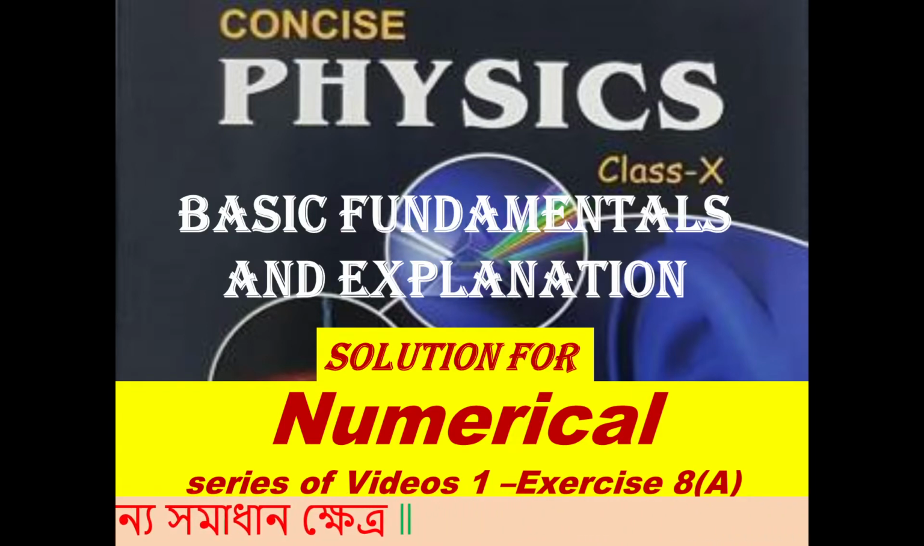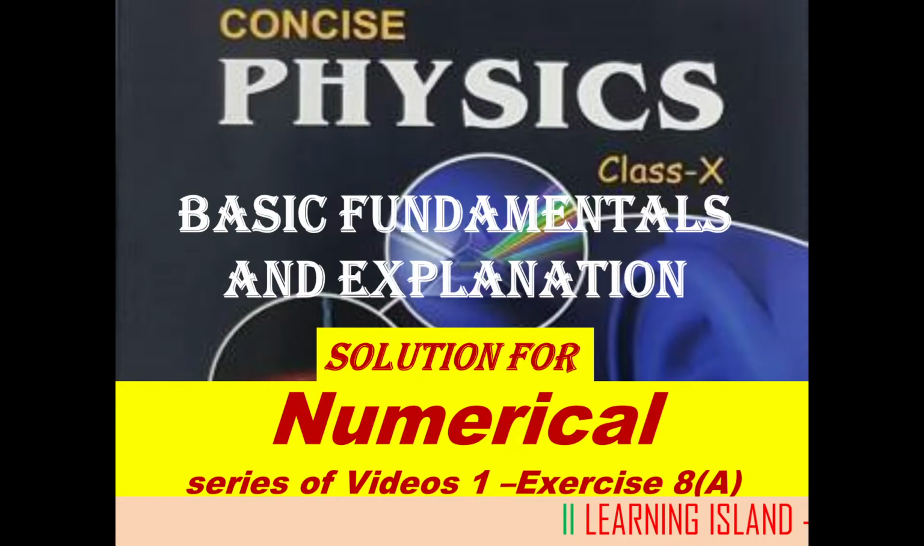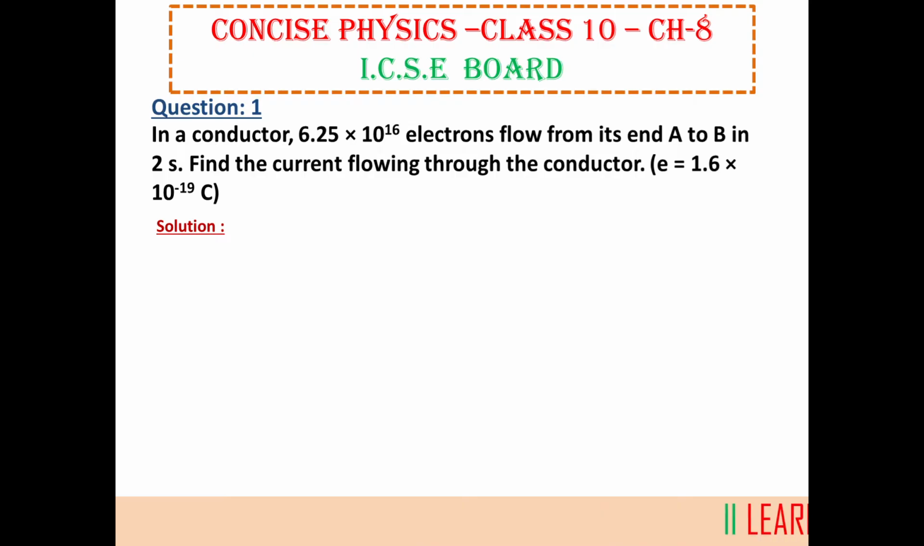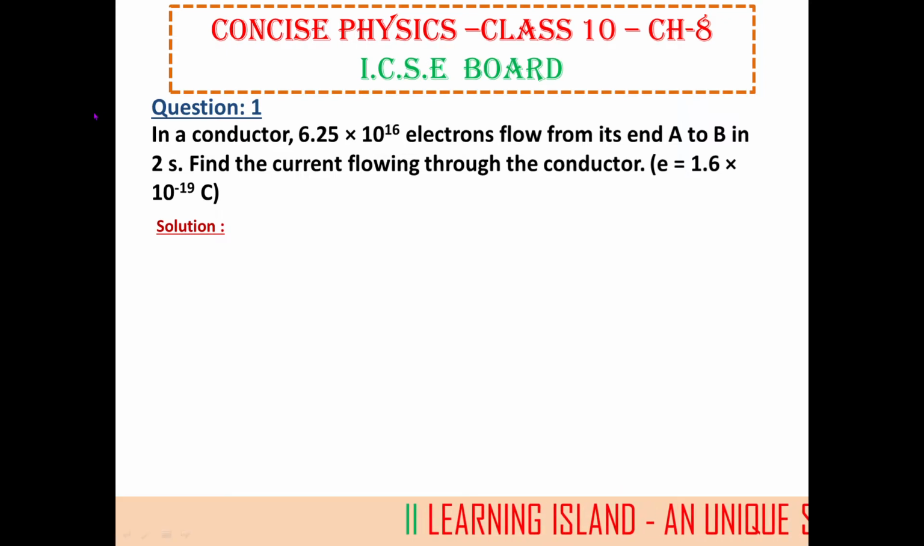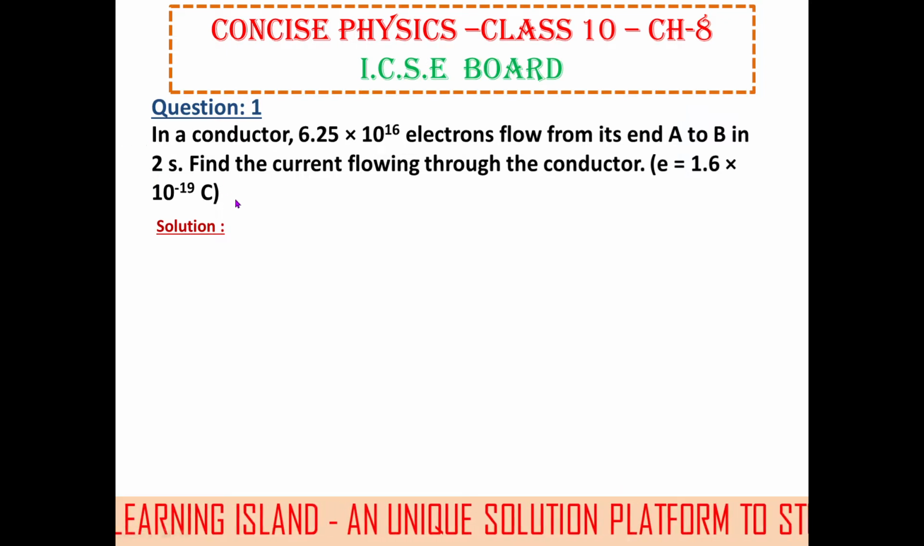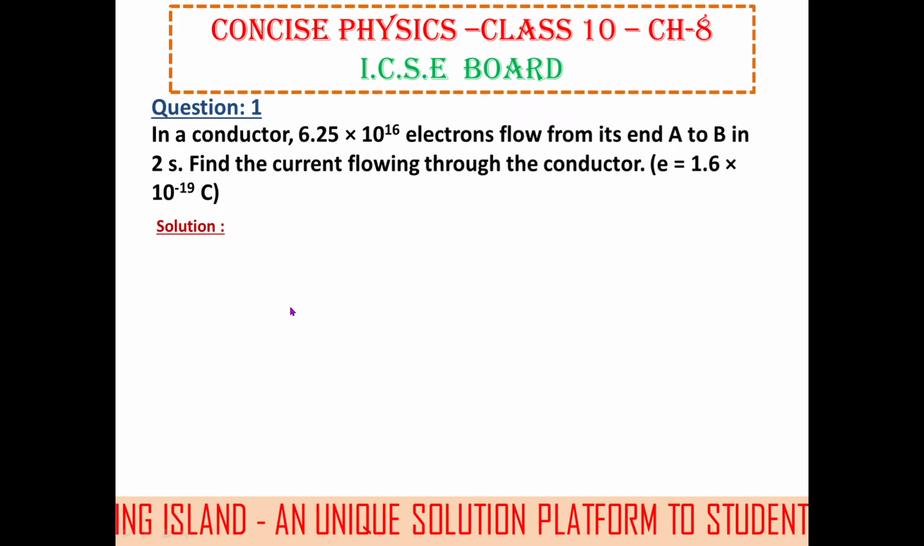So let us start the numericals, chapter 8, exercise 8a. So this is the first numerical. It is given that in a conductor 6.25 into 10 to the power 16 electrons flow from its end A to B in 2 seconds. Find the current flowing through the conductor when e, the charge of one electron, is given as 1.6 into 10 to the power minus 19 coulomb.